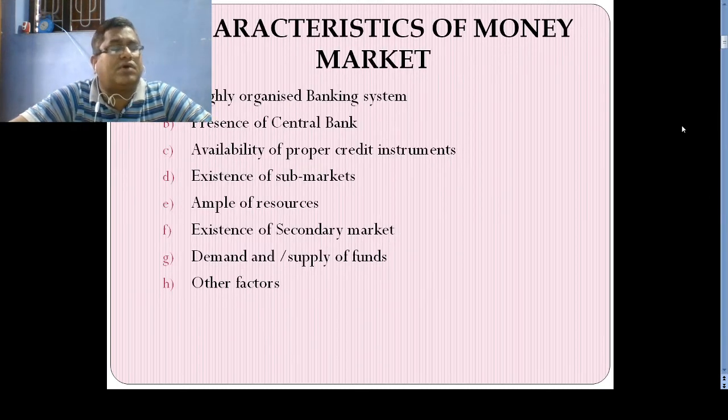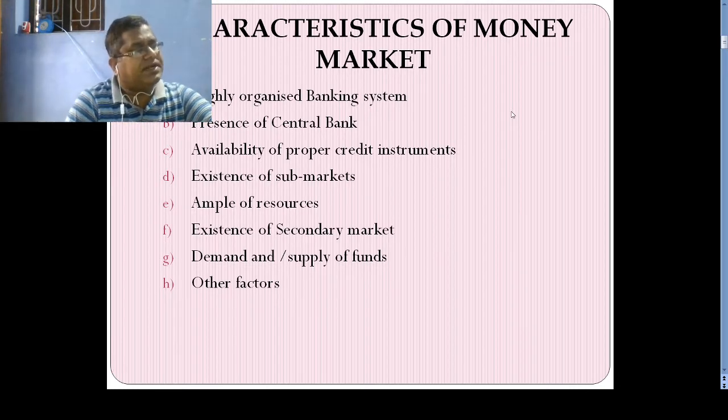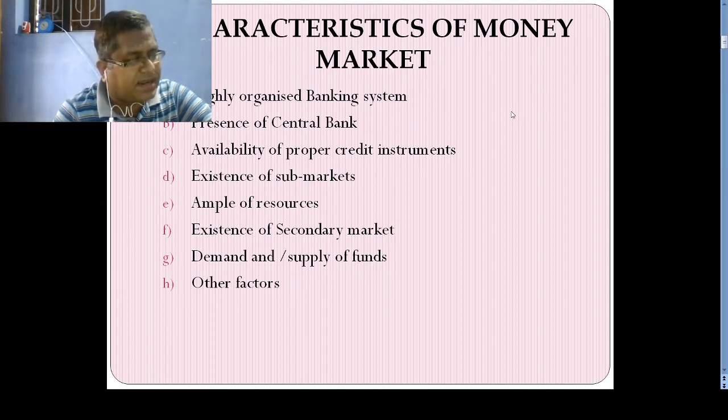My dear students, if you talk about the characteristics of the money market, the first characteristic is a highly organized banking system. It means the money market is always under the purview of different types of commercial banks, and it receives the guidelines of the Reserve Bank of India. Next is the presence of a central bank, the RBI. The central bank is the bankers' bank, and it looks after the money market instruments, so the presence of a central bank is necessary.